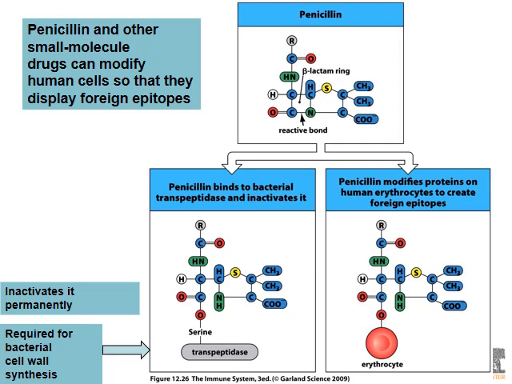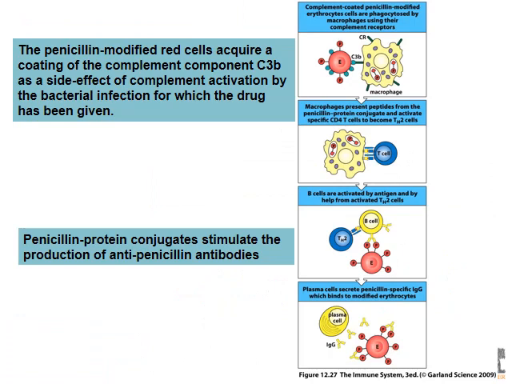But penicillin modifies protein on human erythrocytes. You can see from here, it modifies that and attaches to it, and then your cell will come and think that this is a foreign substance. So your erythrocytes basically are not normal, and again, they will be considered as non-self, and you have hemolytic anemia. So you continuously lose your red blood cells.